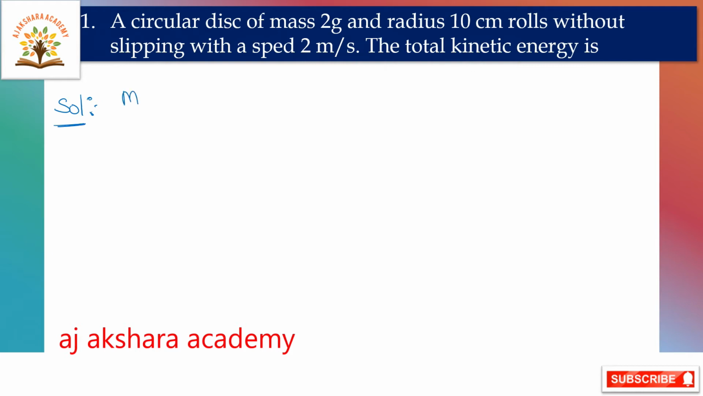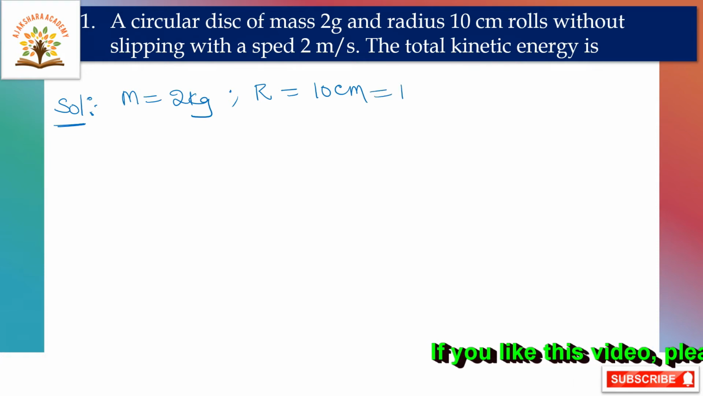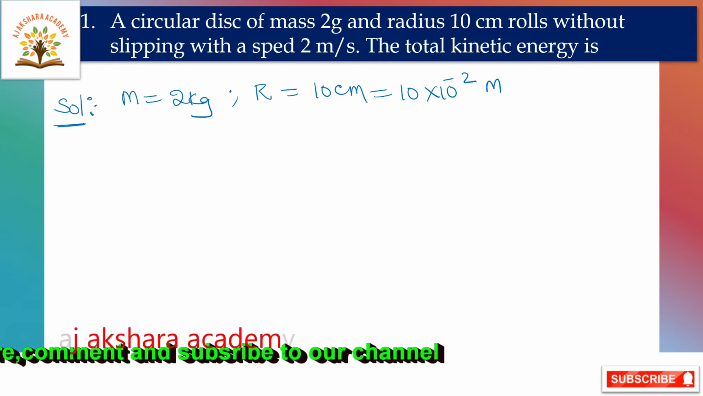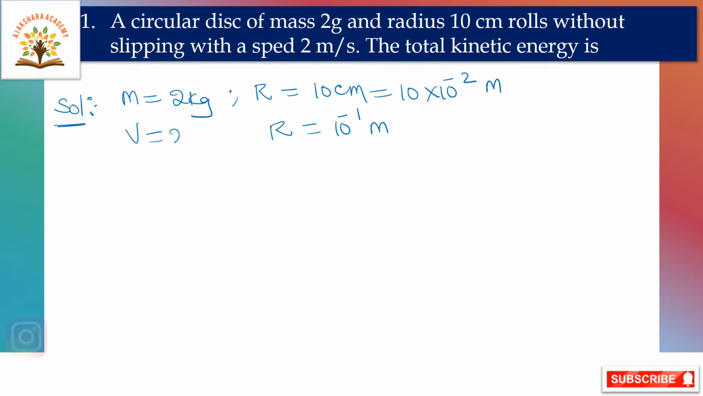Given mass m is equal to 2 kg and r is equal to 10 centimeter. Converting into meters, 10 into 10 to the power of minus 2 meters, so nothing but this can be written as 10 to the power of minus 1 meters, and the speed they given as 2 meters per second. So total kinetic energy, KE total, we have to calculate.